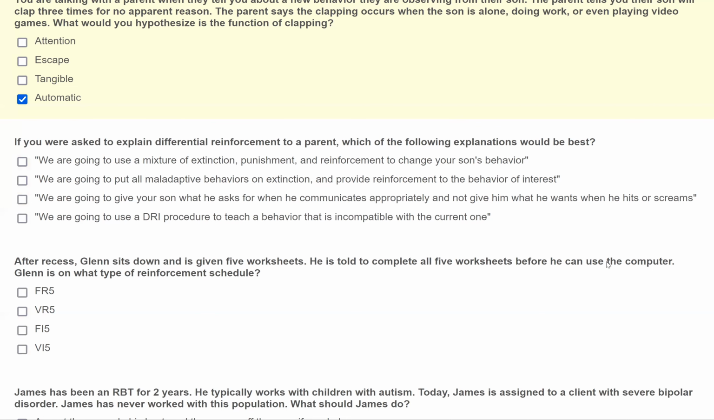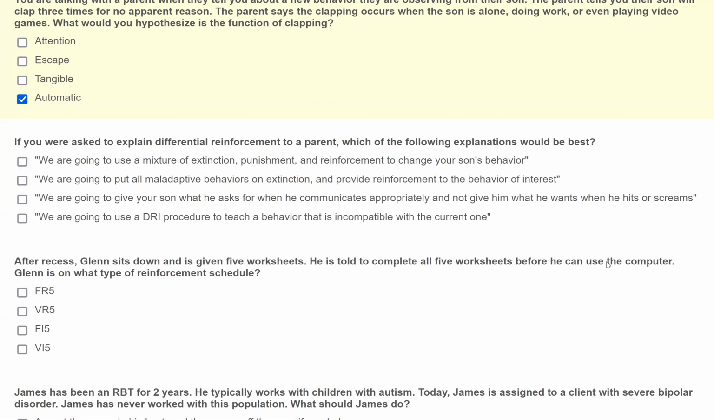C, we're going to give your son what he asks for when he communicates appropriately and not give him what he wants when he hits or screams. Okay, this looks pretty good. Think about it. If we're going to give the son what he asks for when he communicates appropriately, we're going to reinforce that behavior, but we're not going to give him what he wants when he hits or screams. So we're going to withhold reinforcement. We're going to put it on extinction. C would be a great way to explain differential reinforcement.